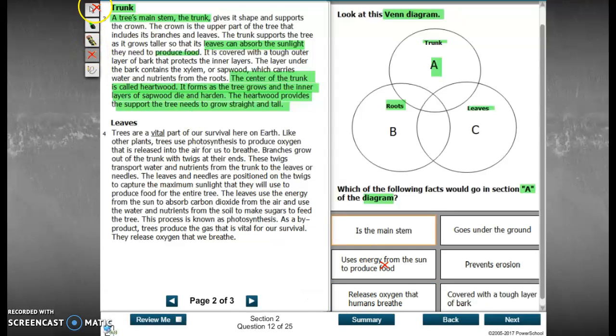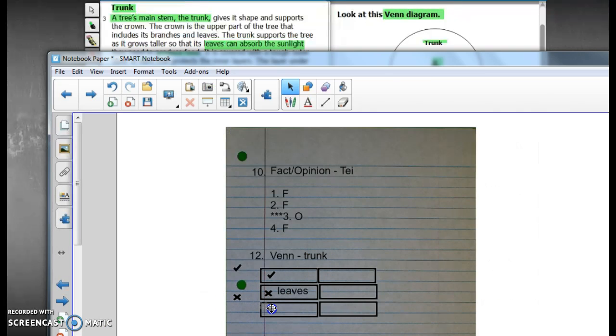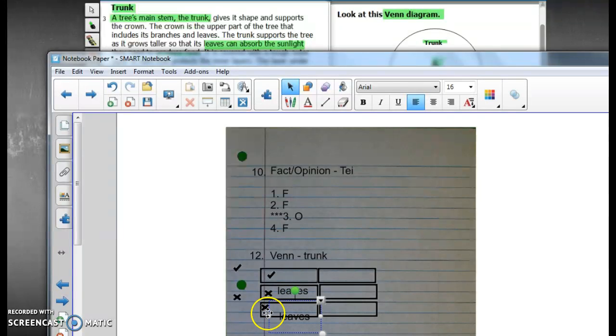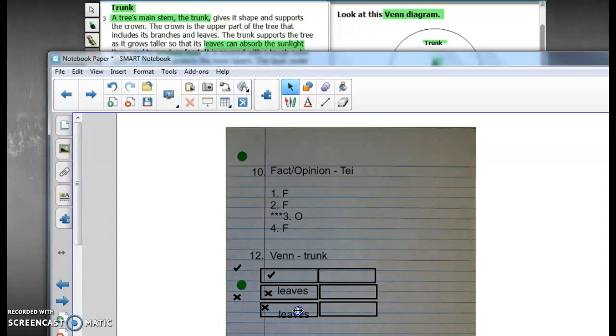Next one, releases oxygen that humans breathe. Okay, again, we're going to read this and skim. I don't see anything about it releasing oxygen. Here's where, again, that is the leaves. So on your loose leaf, you could put an X. That is the leaves. You could even put paragraph 4 where you found it.